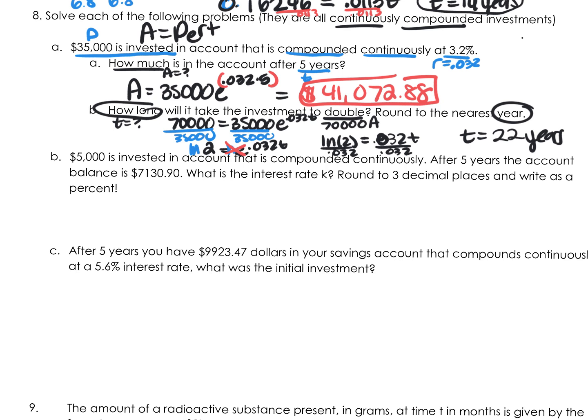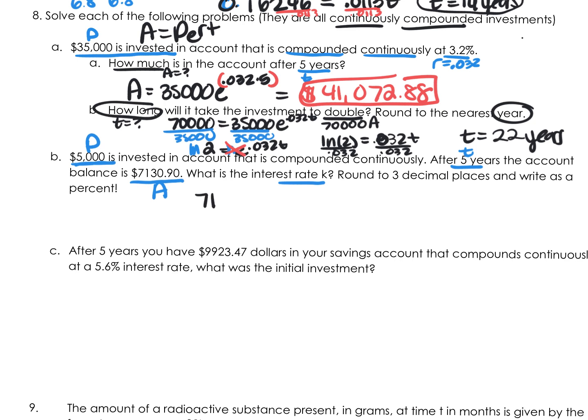For the next problem, it says $5,000 is invested in an account that is compounded continuously, so we're using the same equation. That's our starting amount, or our principal P. After 5 years, the account balance is $7,130.90. What is the interest rate, K? And 5 is our years, so that's time. So this is our ending amount. So we'll plug this into our equation.